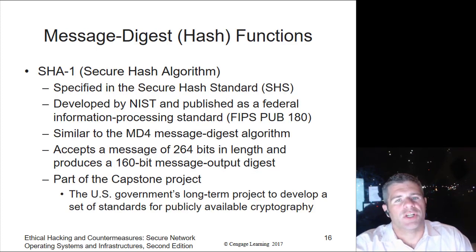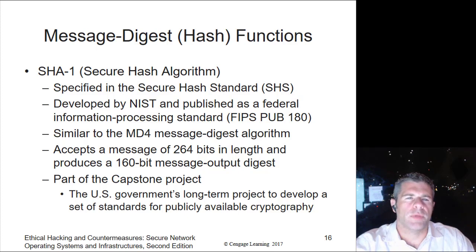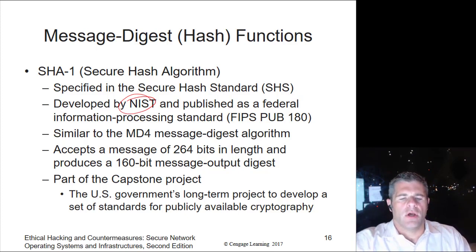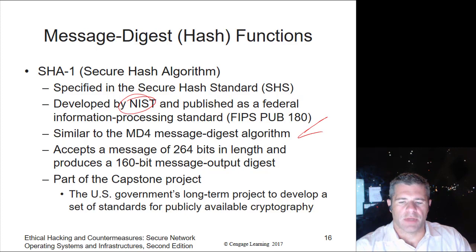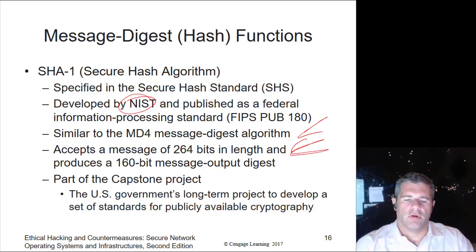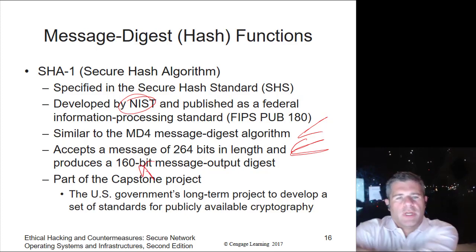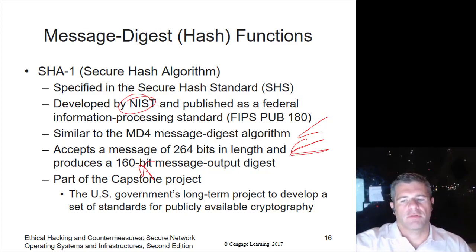SHA-1, the secure hashing algorithm, built into the secure hashing standard, was developed by our friends at the National Institute of Science and Technology. It is like MD4, accepts a message of X bits in length and produces an output of 160 bits. The US government's been working on a set of publicly available cryptography standards. What could possibly go wrong?